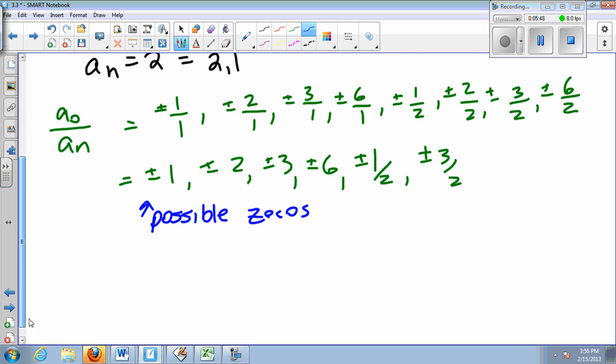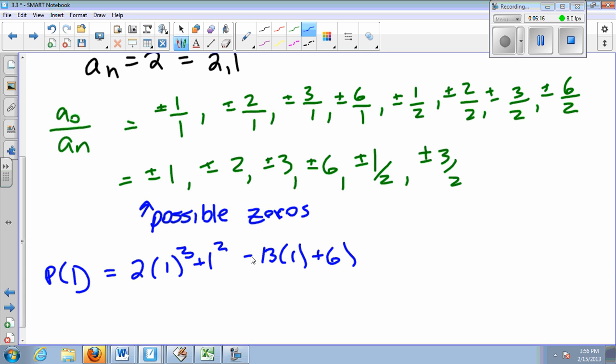So now we evaluate them, as we learned in section 2, to see if they are zeros. So let's start with P of 1. And if it comes out to 0, then it is a factor. If it does not, then it is not a factor. Plug in 1 for x, 2 times 1 cubed plus 1 squared minus 13 times 1 plus 6. When we work that all out, you get -4. So 1, not a factor.